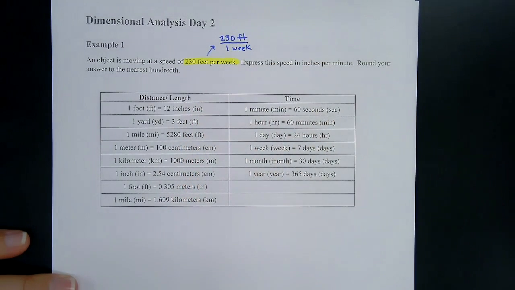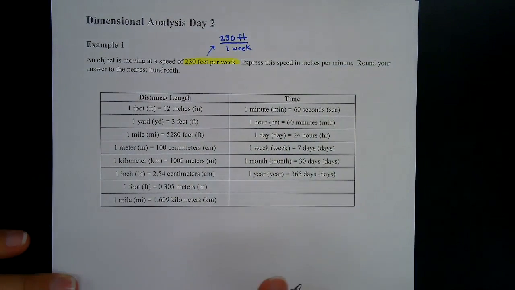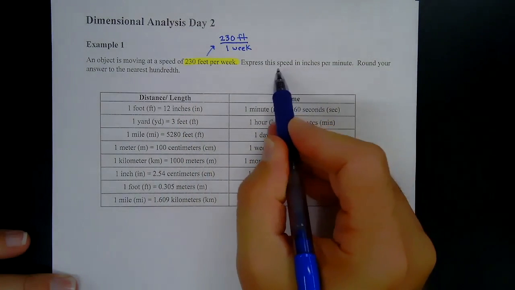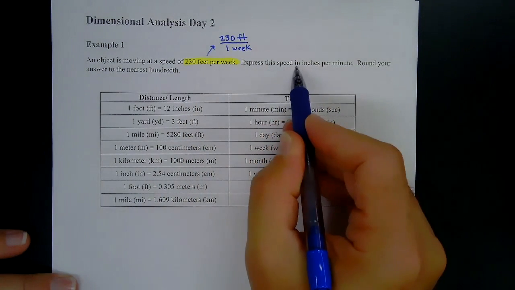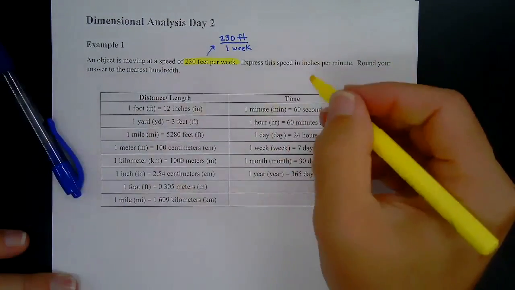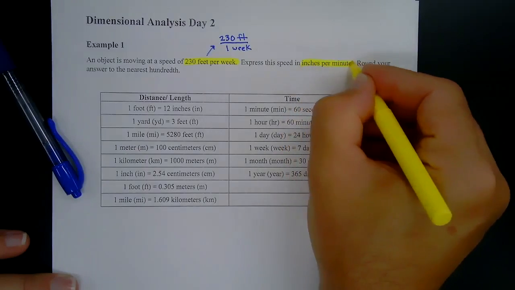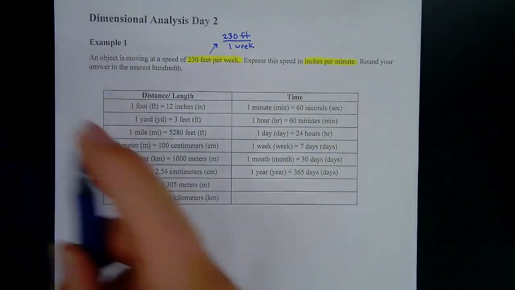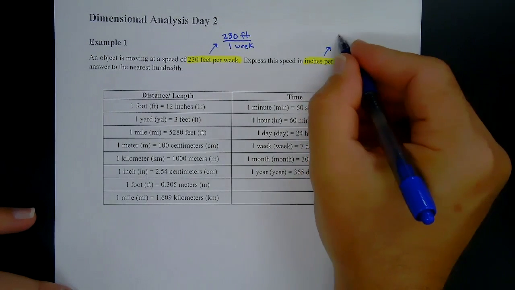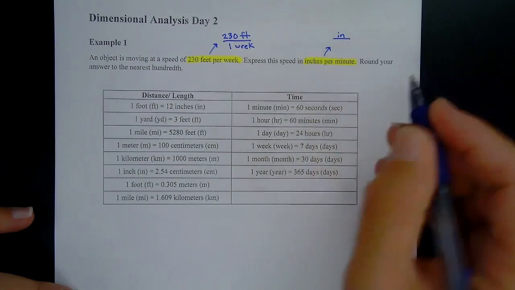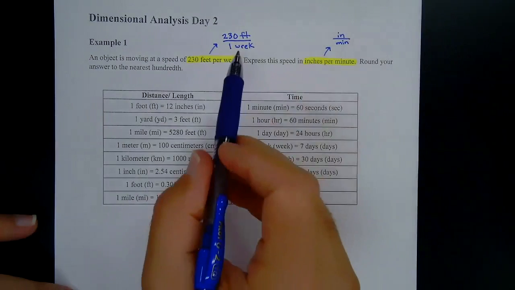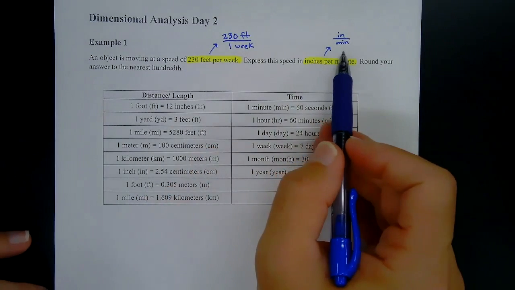That's what we're going to start with, and we're going to convert it to another unit. What we want to convert it to is speed, and this is a physics thing, so that's why I'm teaching you this. We want to convert it to inches per minute. Inches over minute, that's the units I want at the end. So I want to go from feet per week to inches per minute.